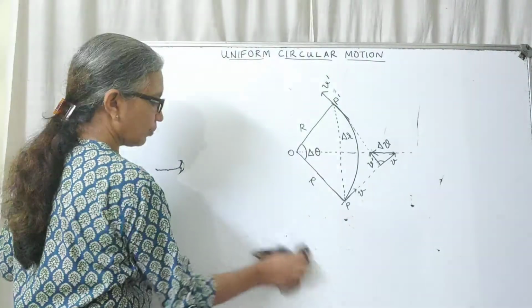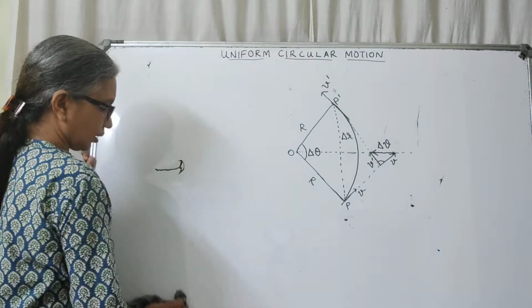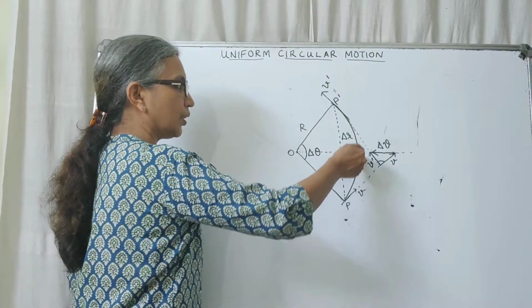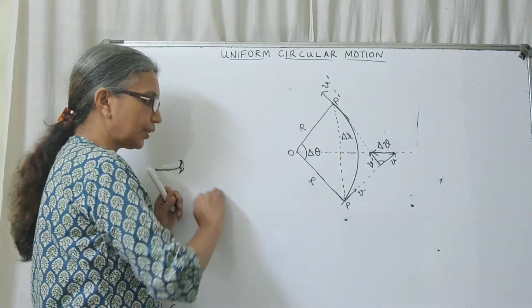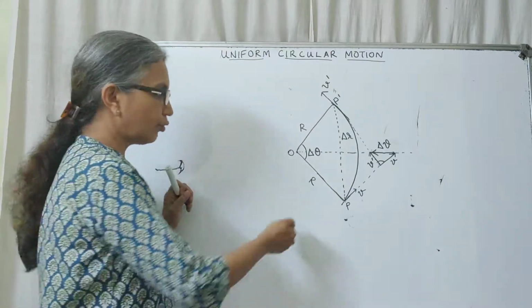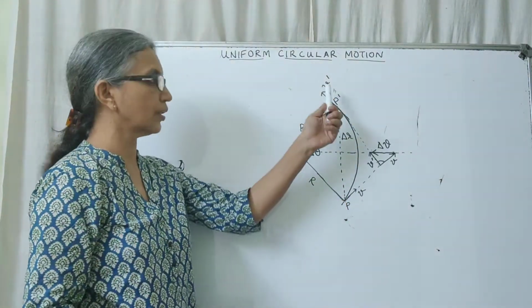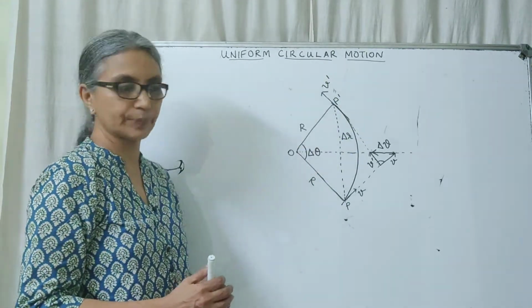In this uniform circular motion, in the picture that I have drawn here, I have shown you only part of the circle. This particle has started from P at time t. After time delta t, it has reached P dash, and it will complete a circular motion. I have only taken that part where the particle starts at P, and after some time interval delta t, it reaches P dash.